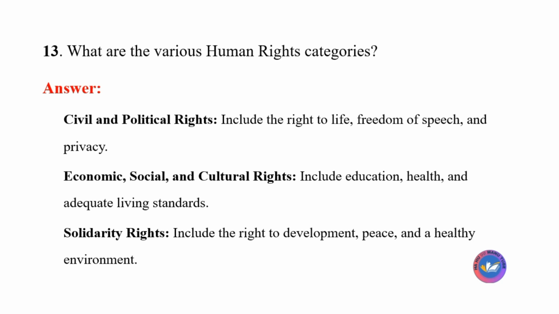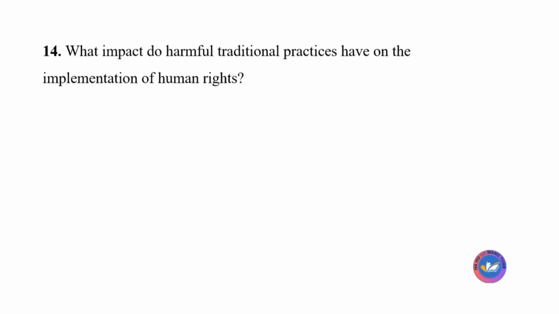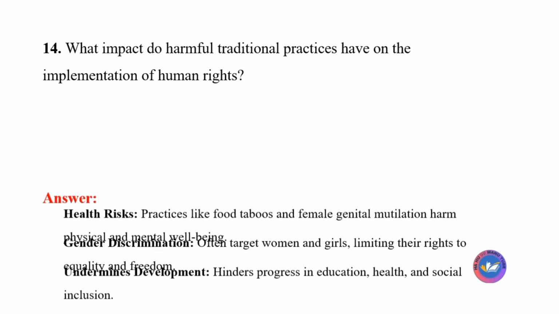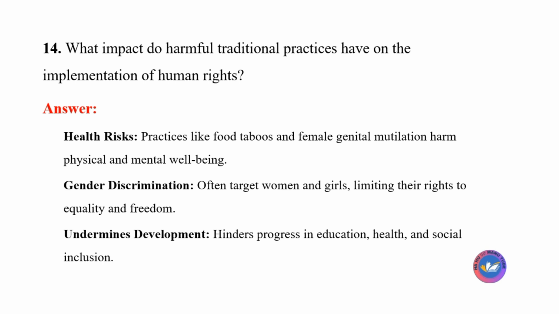Question number 14. What impact do harmful traditional practices have on the implementation of human rights? The answer includes health risks. Practices like food taboos and female genital mutilation harm physical and mental well-being. Gender discrimination, which often targets women and girls, limiting their rights to equality and freedom, undermines development that hinders progress in education, health, and social inclusion.